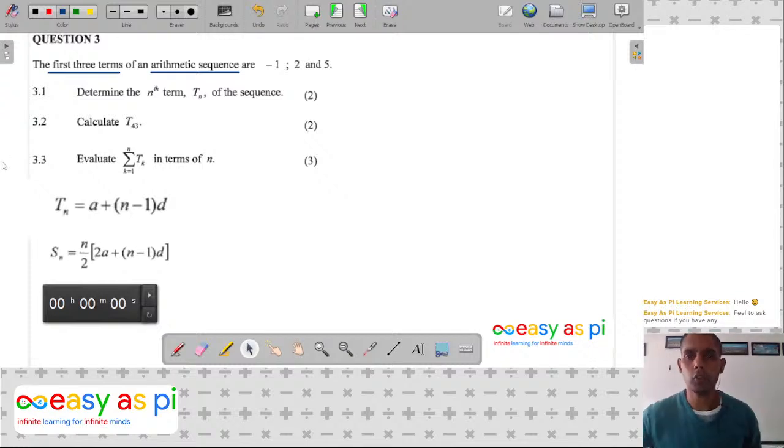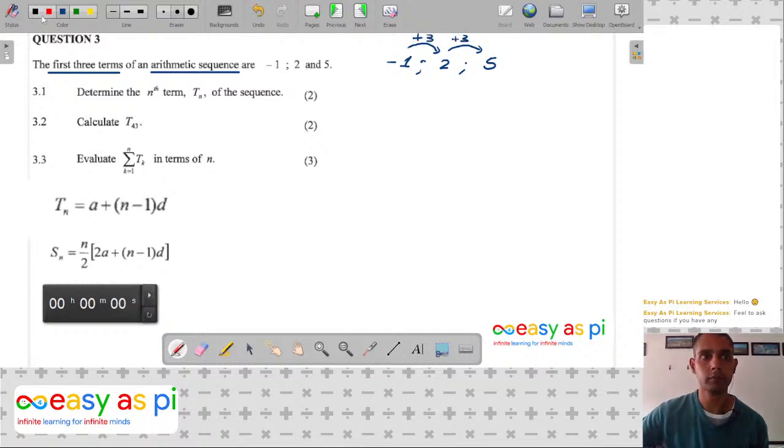Okay, so of course, what might be your first step is you might write out, okay, you've got -1, you've got 2, you've got 5. And given that it is an arithmetic sequence, we need to find out what the common difference is, because we know that there will be a common difference with an arithmetic series. In this case, if I go from -1 to 2, that's 3, and if I go from 2 to 5, that's 3. So I know that I'm adding 3 in both cases.